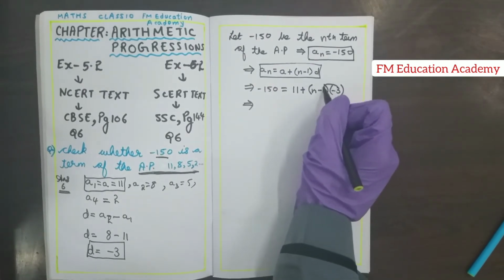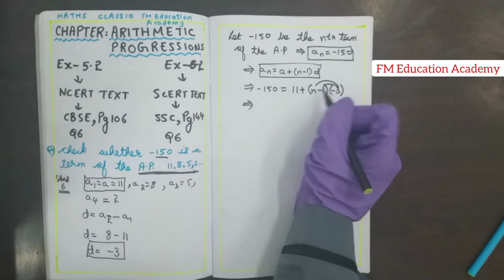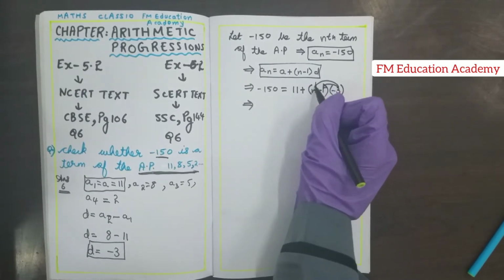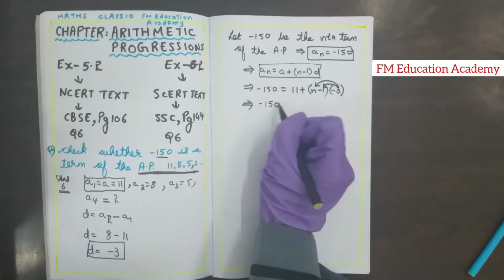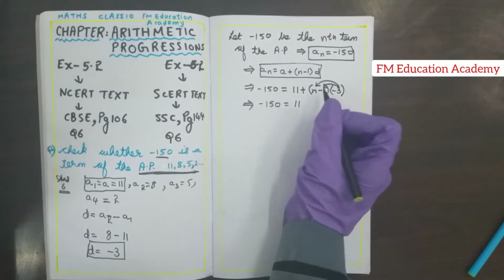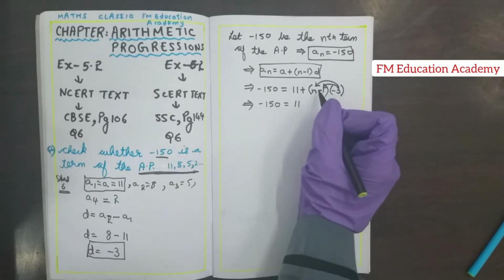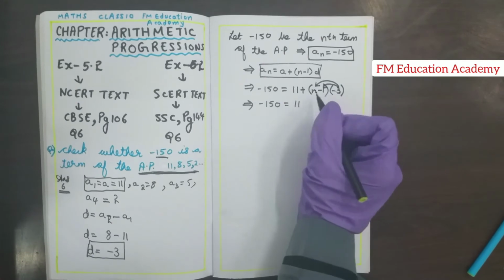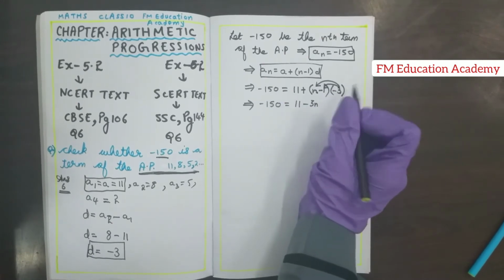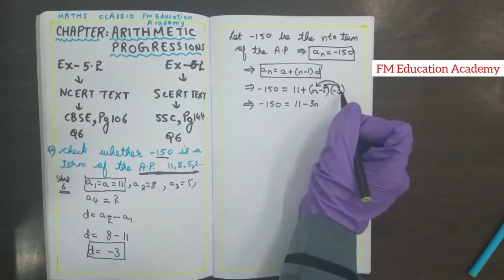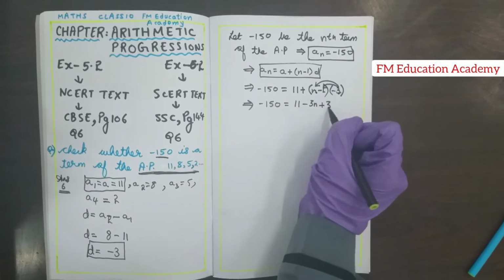Simply open the bracket. How to open the bracket? First term into first term and first term into second term. So minus 150 as it is equals 11. Now here, first term into first term, minus 3 into n is minus 3n. Here, first term into second term, minus 3 into minus 1 is plus 3.